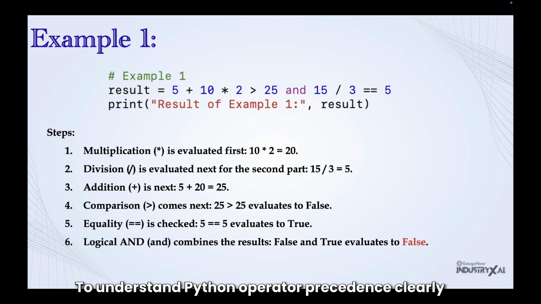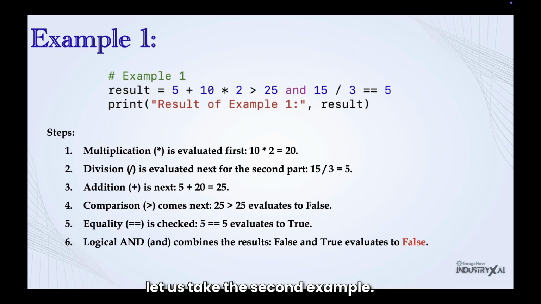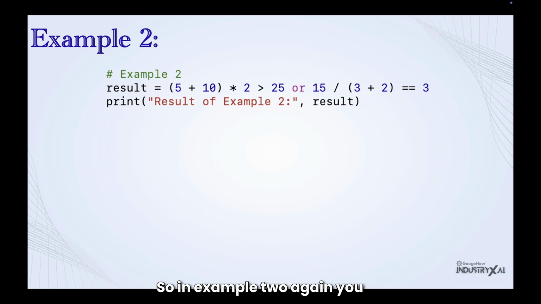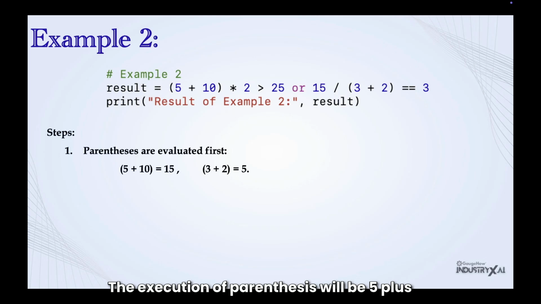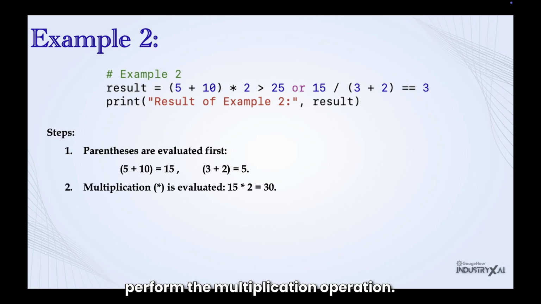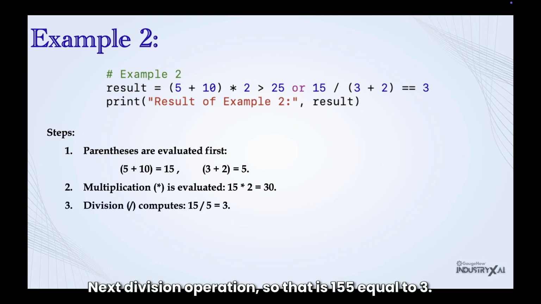To understand Python operator precedence clearly, let us take the second example. In example 2, again you will see multiple operators provided. Looking at this expression, we can see that parentheses are provided, so first we will execute the parentheses. The execution of the parentheses is 5 plus 10 equals 15 and 3 plus 2 equals 5. After that, we will perform the multiplication operation, so 15 into 2 equals 30. Next, the division operation, that is 15 divided by 5 equals 3.